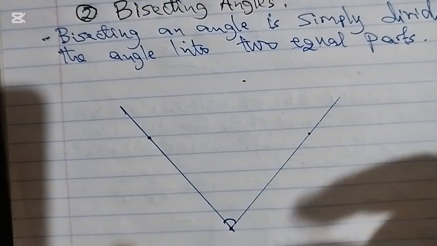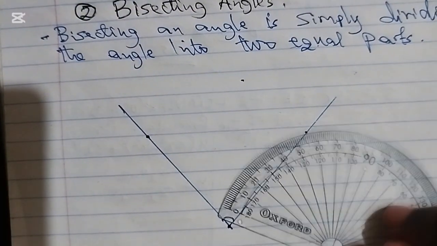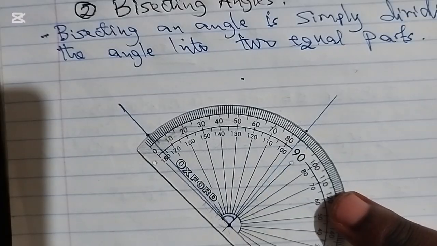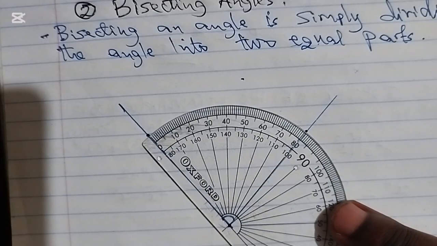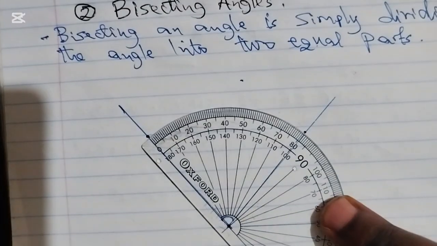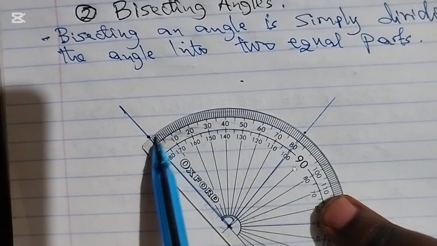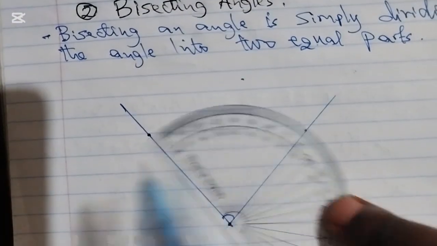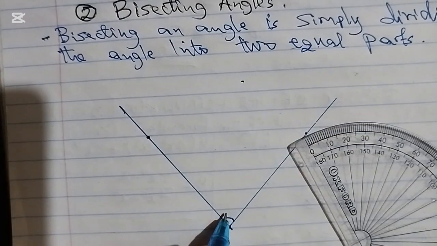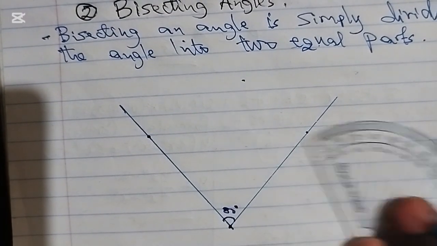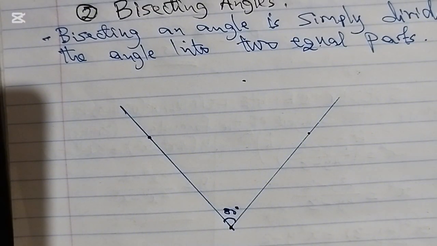To measure that angle, I'll take my protractor. I've shown you how to measure angles. I can align my protractor this way, or that way. Then when I read from the 0 scale, that means I'll be using the outer scale. It goes all the way to 80. So this angle here is 80 degrees.